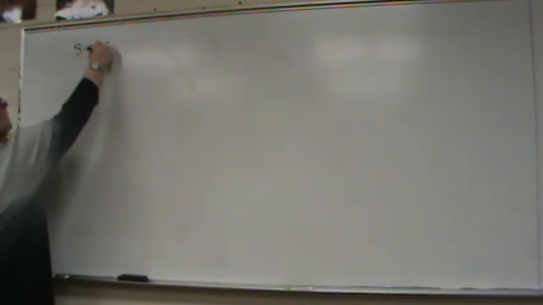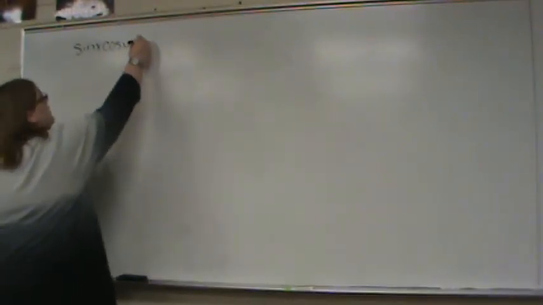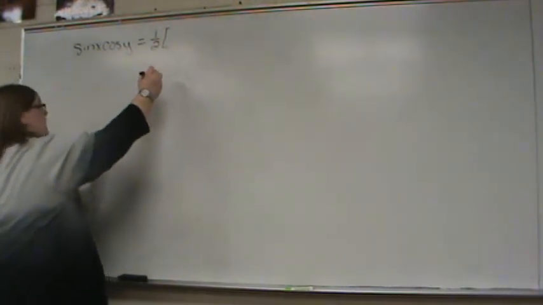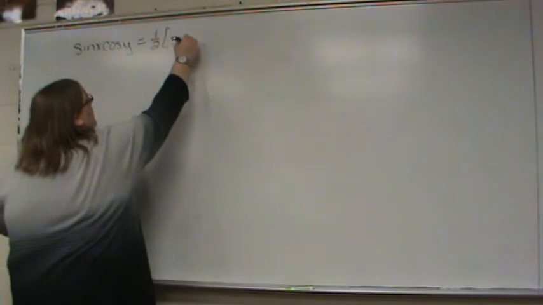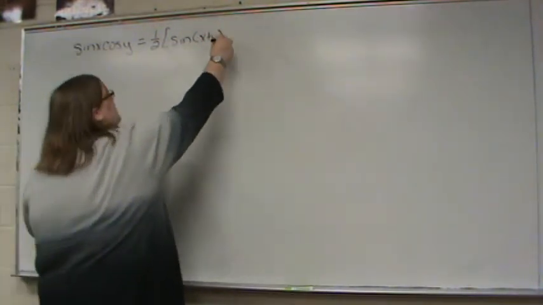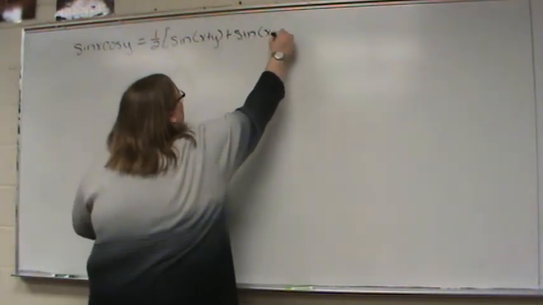All right, so example 9, we're proving this identity. We're told sine x times cosine y equals 1/2 times the quantity sine of x plus y plus sine of x minus y.